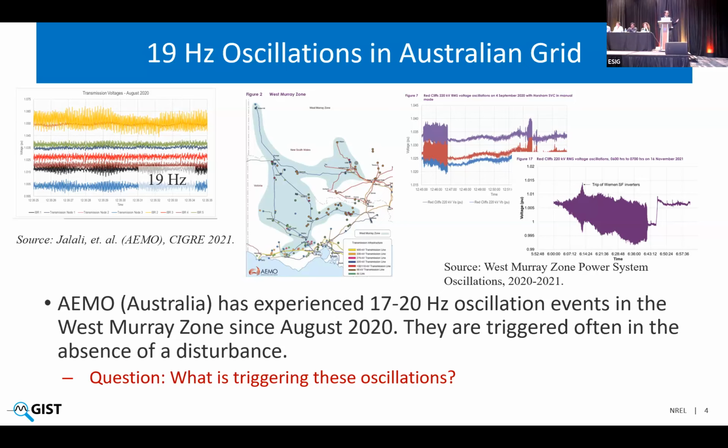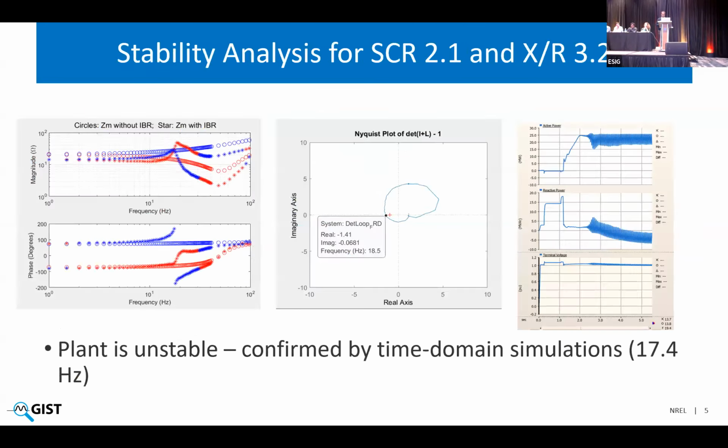And we worked with AMO to understand the root cause of this oscillation stability. They were not able to figure out just by looking at measurements where these are coming from. They're able to reproduce it even in a system-wide model, but still could not understand the source of these oscillations.